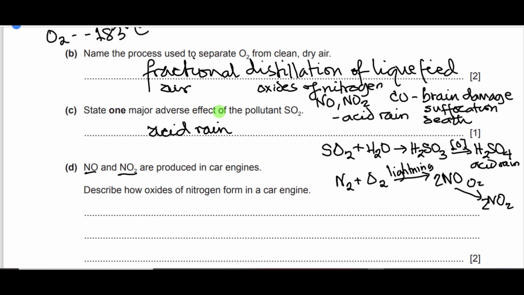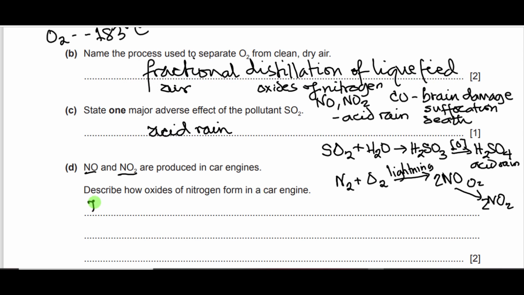Now, when it comes to the car engines, what happens? Nitrogen and oxygen in the air that is used for the combustion of the fuel will combine together at the high temperature of the hot car engine. The high temperature is provided by the hot car engine. The hot car engine does the same work that the lightning does; the lightning provides high temperature. So the nitrogen and oxygen combine at high temperatures provided by the hot car engine to form the oxides of nitrogen.